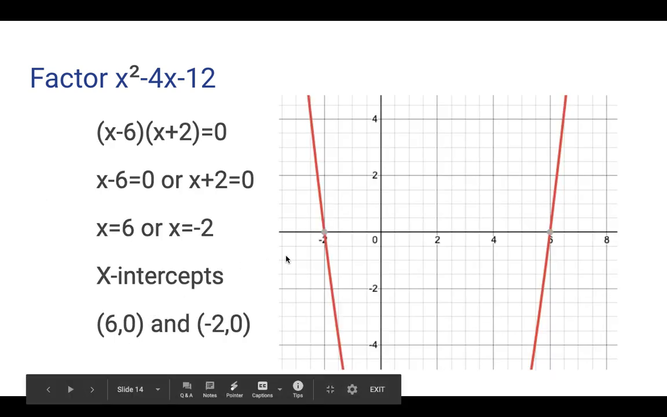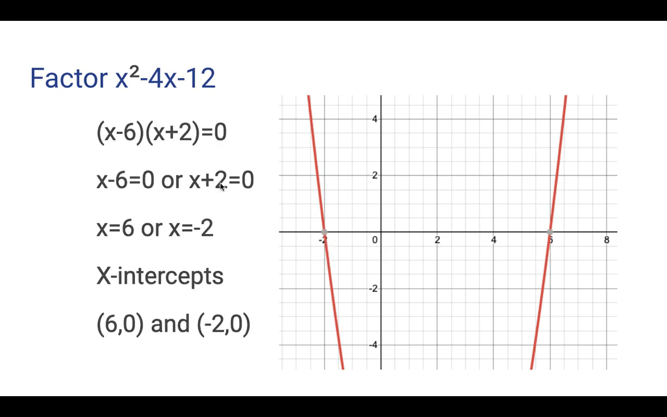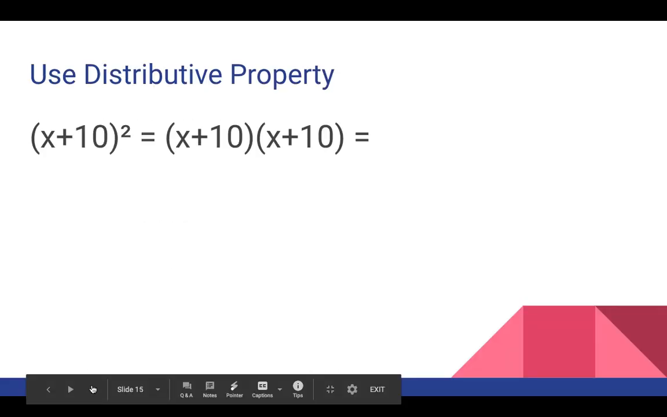This is what a graph looks like for x squared minus 4x minus 12. So we make it equal to 0. So x is equal to 6 and x is equal to negative 2. So you can see those are the x-intercepts on the graph. Negative 2 and 6 are the x-intercepts.